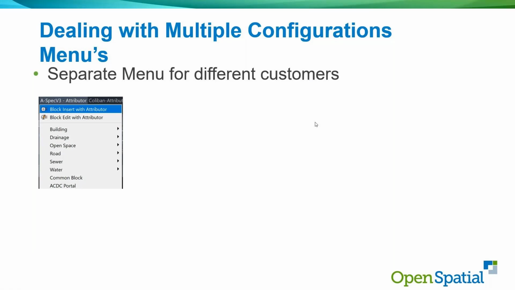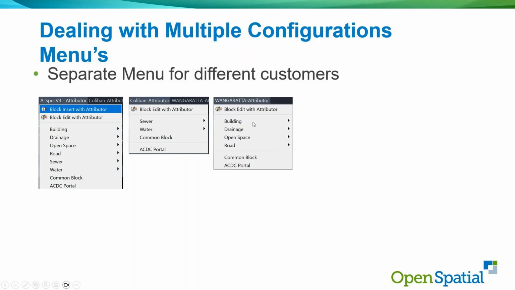Now, part of what we've done with A-SPEC is to basically codify the entire standard between the menus and the Attributor configuration that you can work with. So, for example, if we look at the standard one, it has building, drainage, public open space, roads, sewer, water, and the common block into the portal. If we look at Coliban, they only do water and sewer. Wangaratta has building, drainage, open space and roads. And then Barwon have potable water, recycled water and sewer that they are working with. And so the whole idea is that it enables the organization to get the right ASCOM data to feed their GIS and asset management systems.